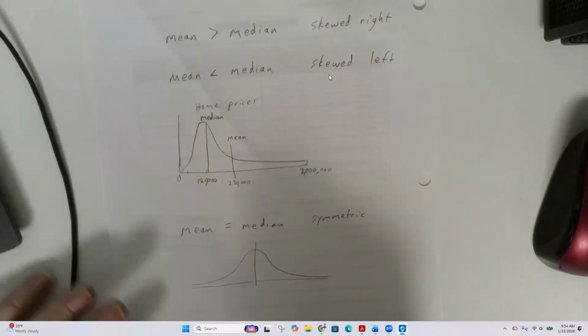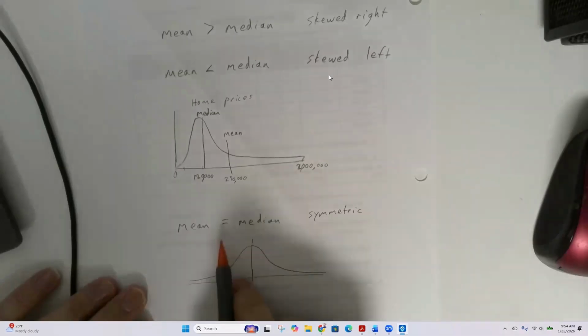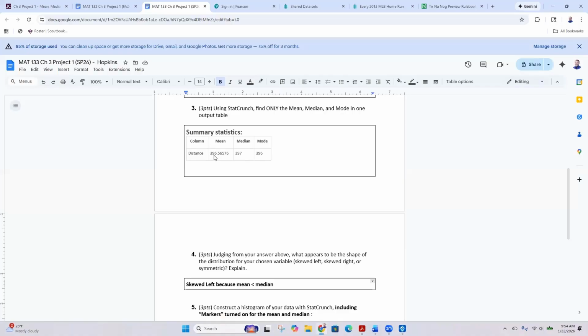However, it doesn't have to be perfectly symmetric for me to call it symmetric. So is my mean equal to my median? No, it is not. But how far off is it?